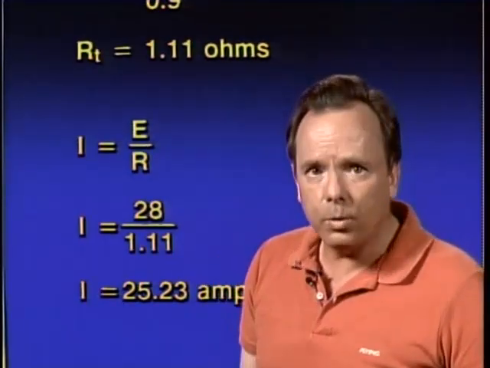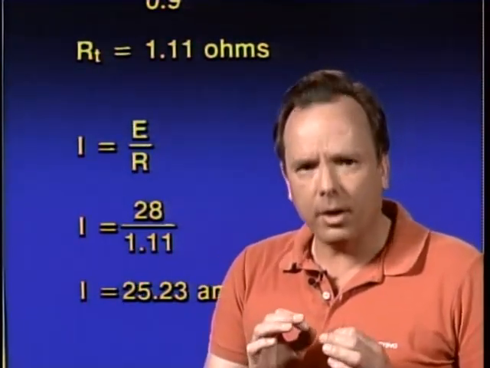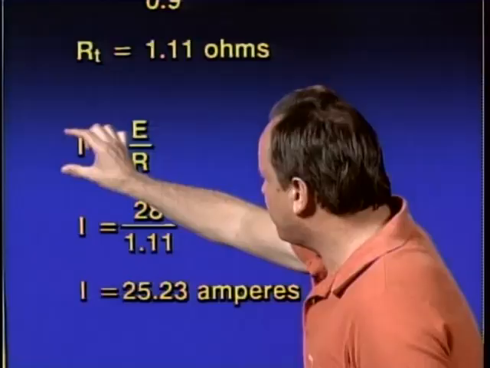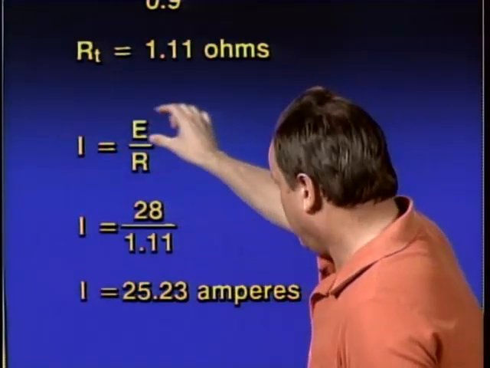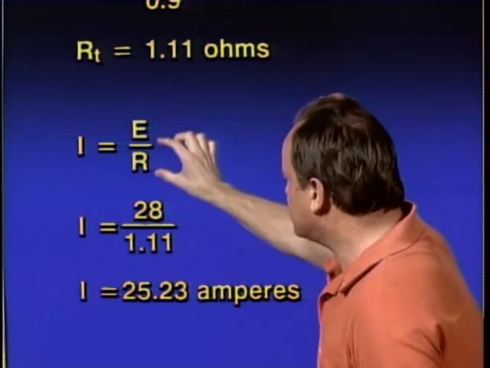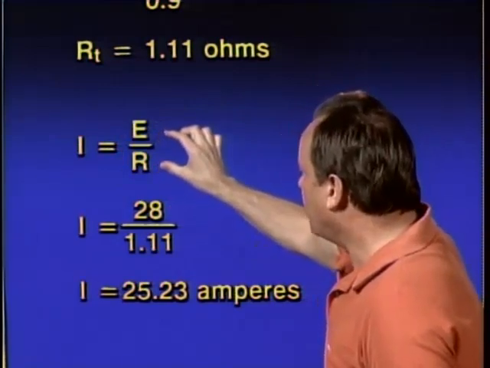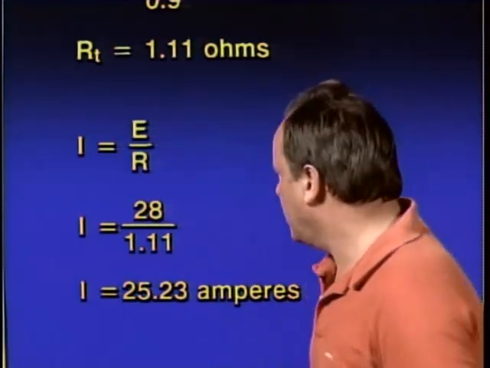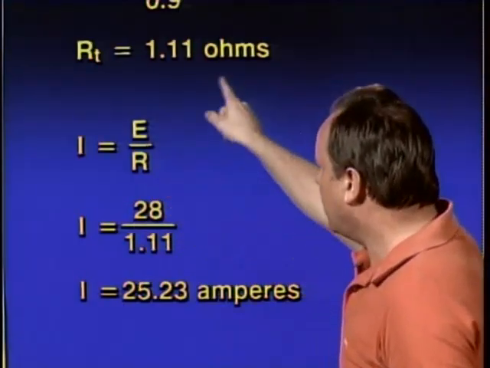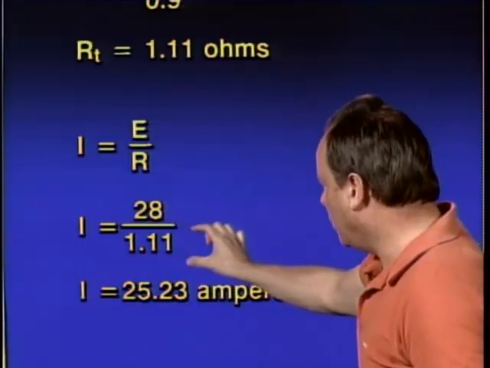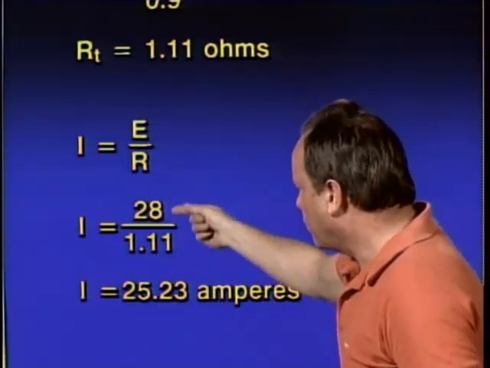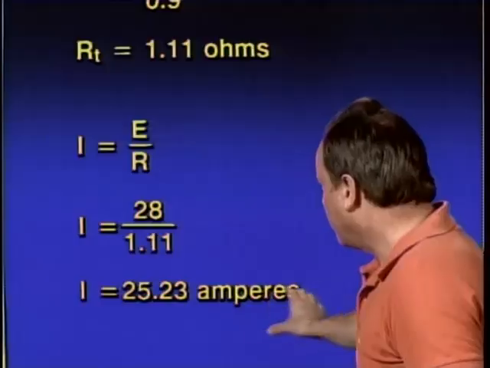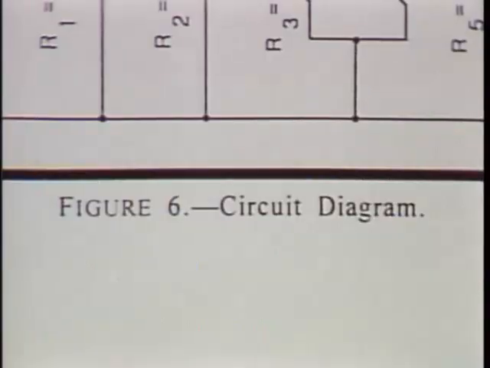Let's use Ohm's law and figure out what the current is, because that's what the question is. What's the current? All right, the Ohm's law for current says you take the volts or electromotive force divided by the resistance, and that will give you the amps or the current. Now, they told us in the problem that it was a 28-volt circuit, and we just figured out the resistance was 1.11 ohms, and so you take the 28 divided by 1.11, and you get 25.23 amps.